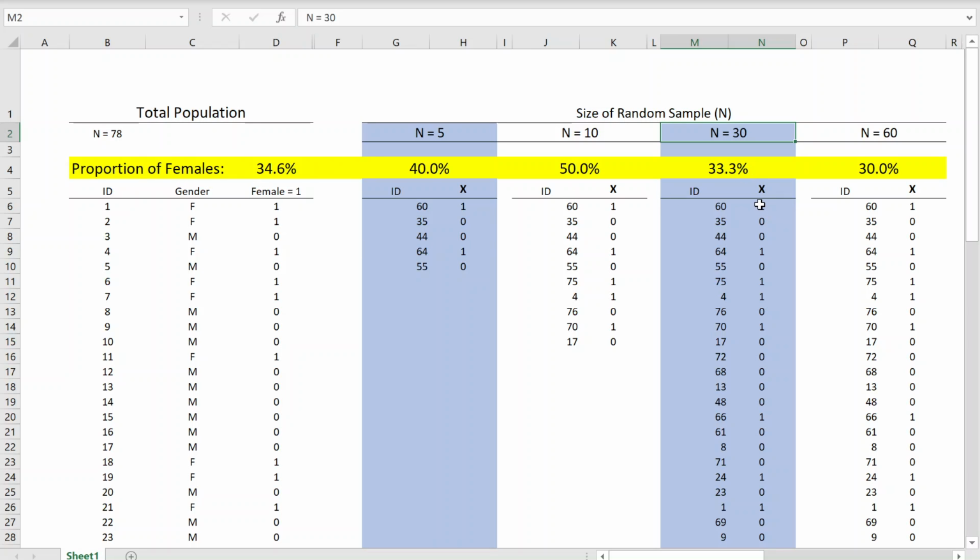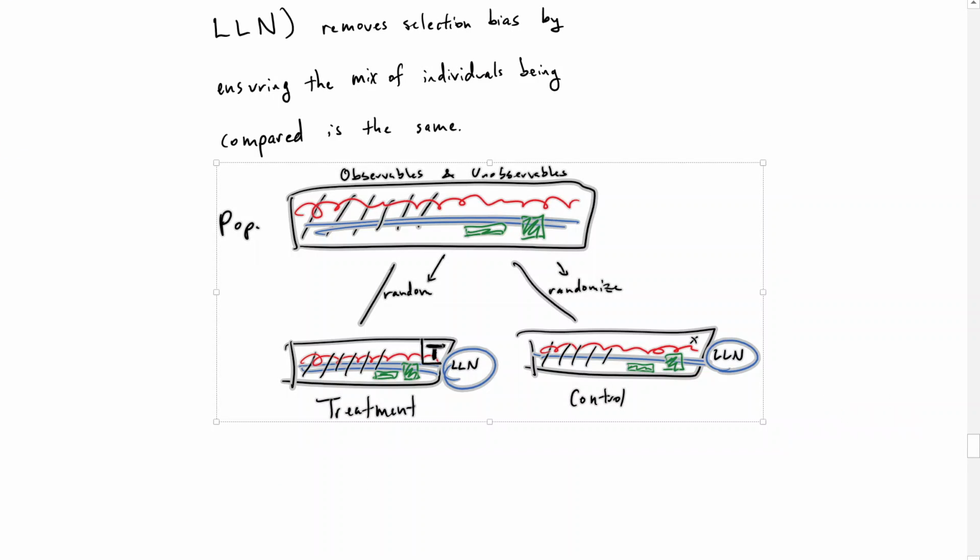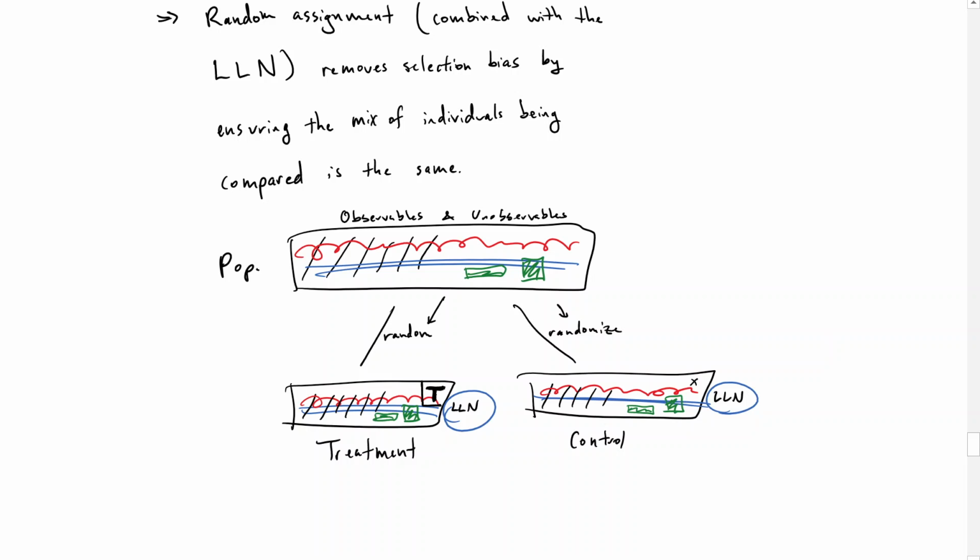The only difference between the people in those two groups is that one receives a treatment and one does not. And so you're really going to be able to get a nice causal effect when you observe what happens to the people who get the treatment. That was this idea here. Everybody is observable. Random assignment combined with the law of large numbers removes selection bias by ensuring the mix of individuals being compared is the same. So if this is our underlying population with all their observable and unobservable characteristics, a random sample from both looks the same, except one gets a treatment and one does not.